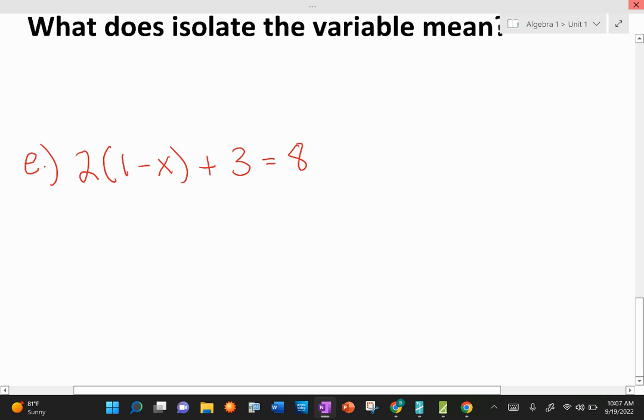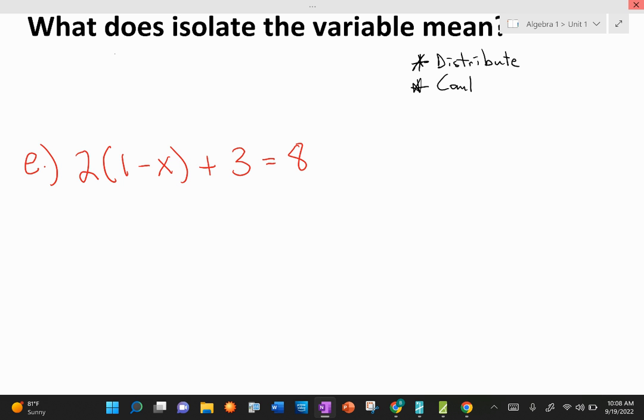Letter E. This is your last example on the notes for today. We are still combining like terms, but there is something that you have to do before you can combine like terms. So we've got 2 times the factor 1 minus x plus 3 equals 8. So what's different about this one? Parentheses, okay, which means you're going to have an interesting kind of set of steps. So the first one is going to be distribute. Okay, and then the next one is going to be to combine like terms.